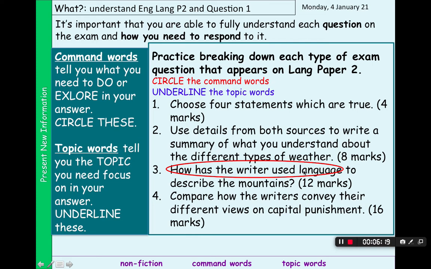But I also need to look at the topic that I am exploring, which is the language that describes, and also the mountains. So if I didn't pay attention to those words in the question, I might look at the text and pick out the wrong quotes or not explore the right thing.